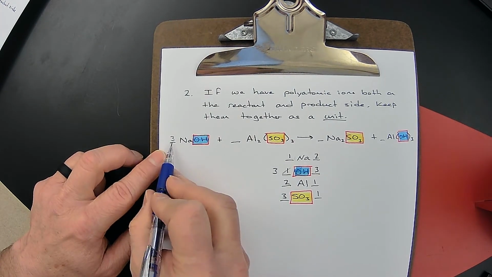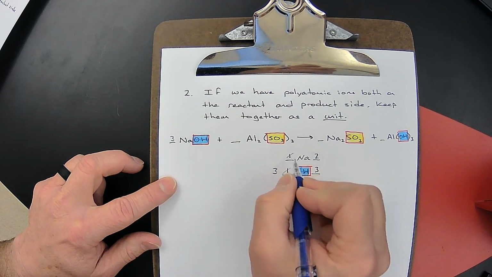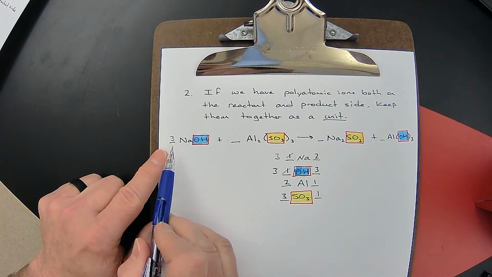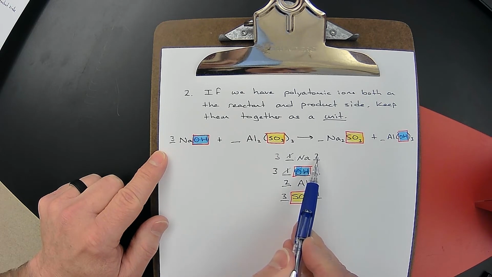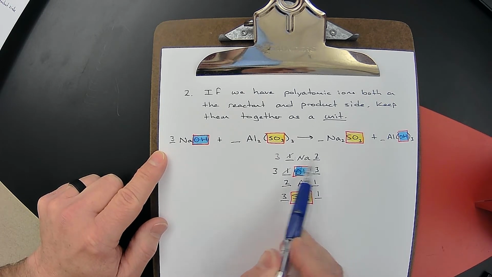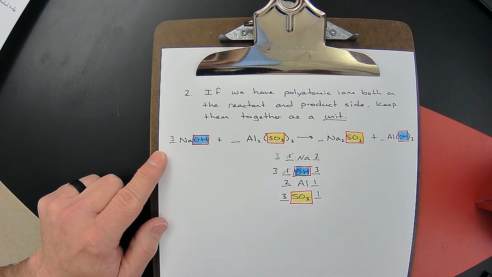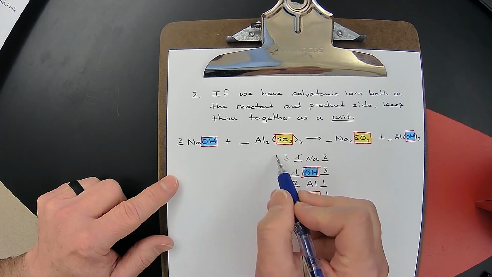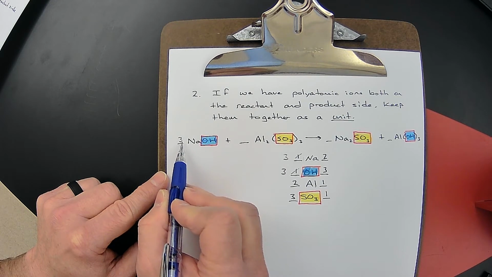But it also changed my NAs. And now I have 3 NAs, so I need to cross this out and put a 3. But notice what that did to my NAs. I now have 3 on one side and 2 on the other. In a previous video, we talked about getting the least common multiple between a 3 and a 2, and that would be a 6. So what I'm going to do is, in my mind, I want to cross this out and put a 6. So what do I need to do right here to be able to do that?